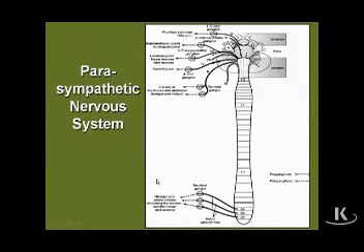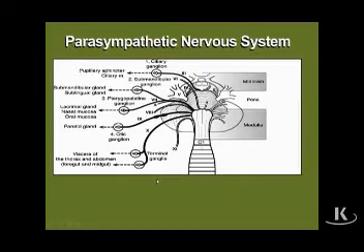So if we expand this diagram and cut it into two pieces, we can get a little more detail about the organization. First, looking at the cranial component. Note that there are four cranial nerves that carry preganglionic parasympathetic axons out of the brainstem. They are cranial nerves 3, 7, 9, and 10.